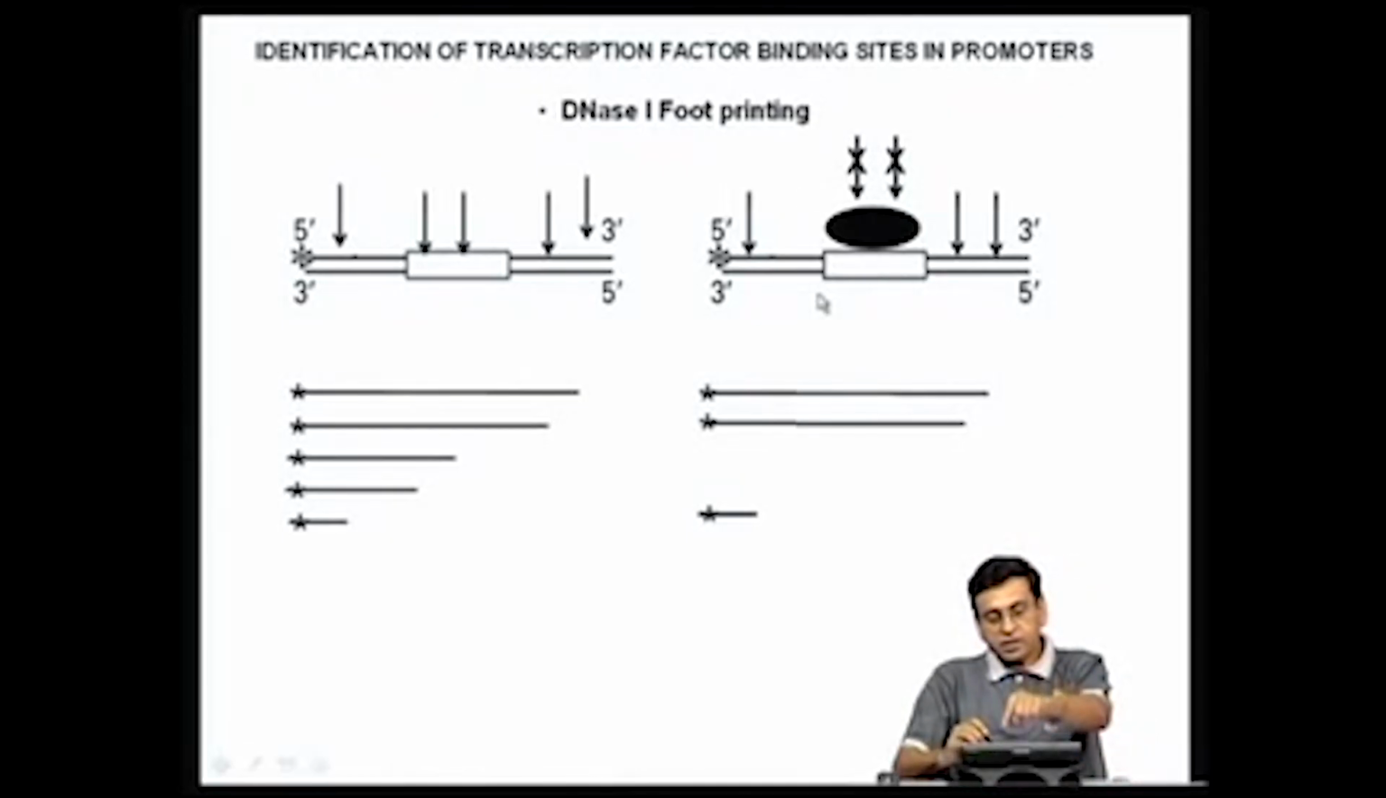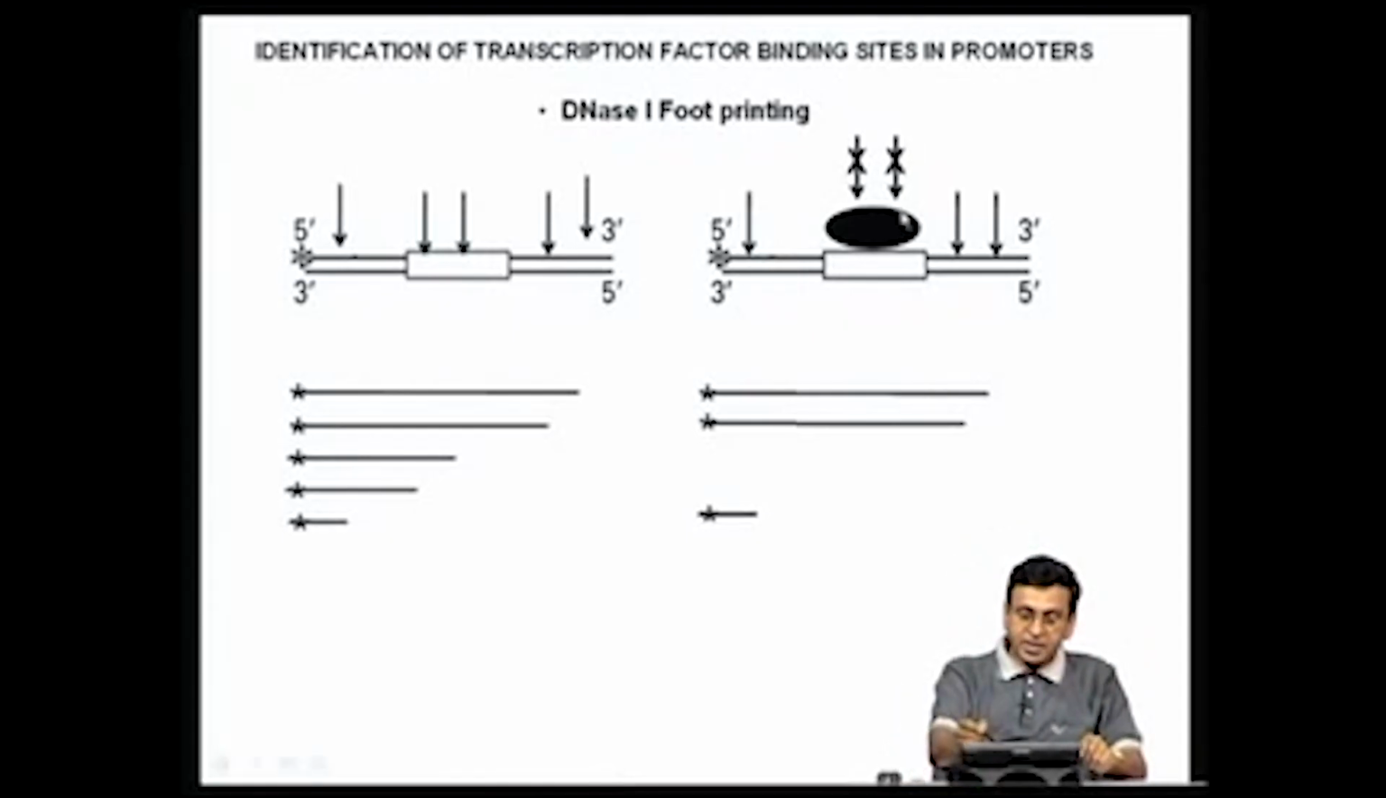Now, when you take this DNA template and then treat it with DNase I, as you can see here, the DNase, while it has cut here, cannot cut this region because there is a transcription factor binding here, and because of steric hindrance it will not allow DNase I to act there. So, therefore, the DNase can only cleave here, here and here, but not in this region. So, therefore, it cannot generate these two radiolabeled fragments here.